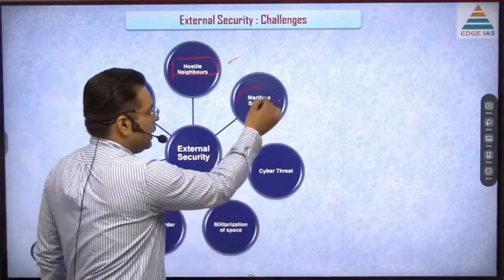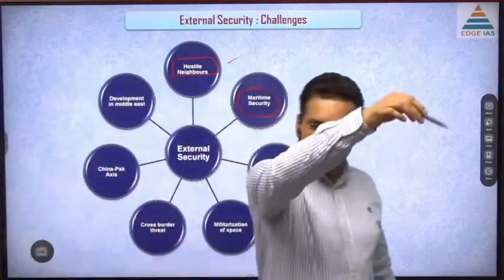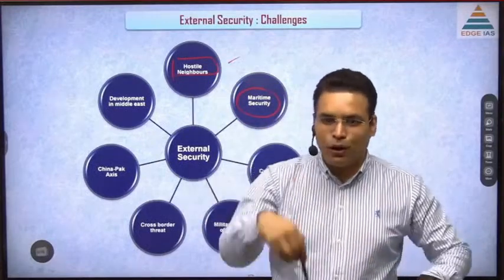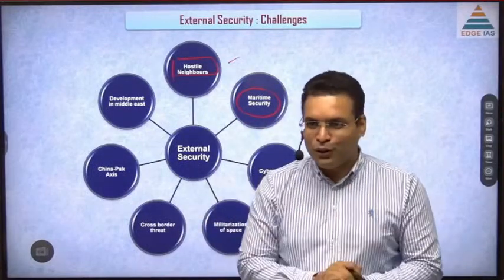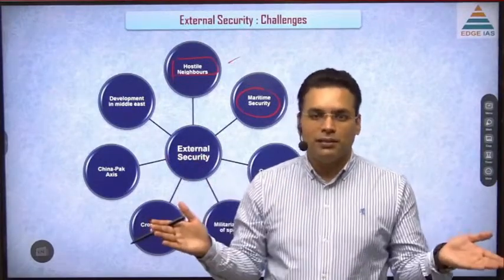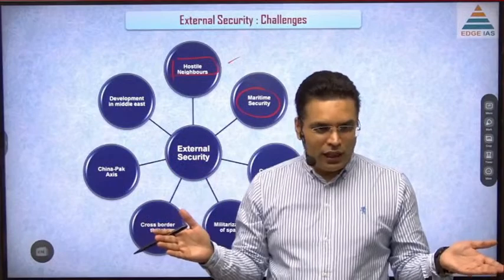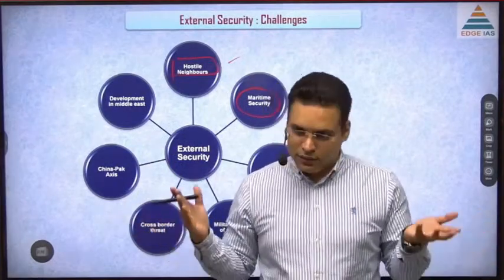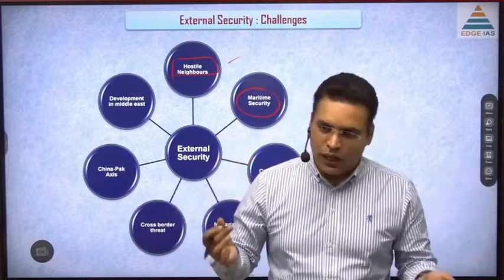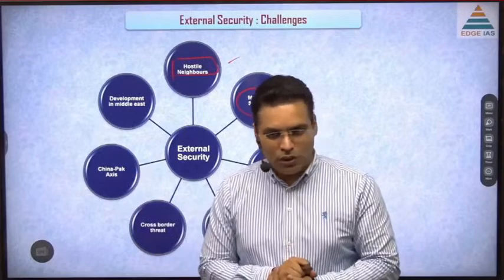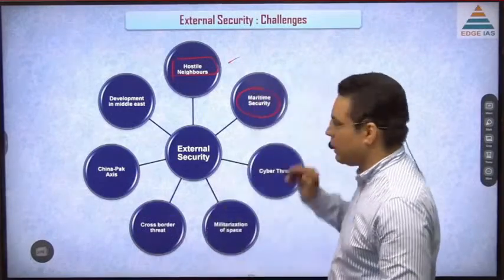Maritime security. The Indian peninsula is called a subcontinent. It's like a mini continent. And the peninsular part of India is surrounded by water, thousands of kilometers of it. That is guarded, but we can't guard every inch of that border, right? The coastal border. And that creates maritime security.